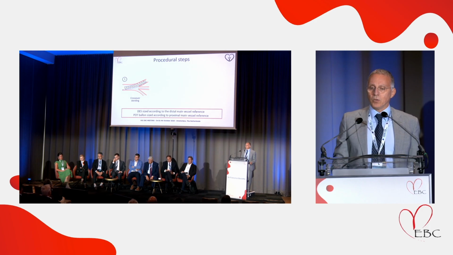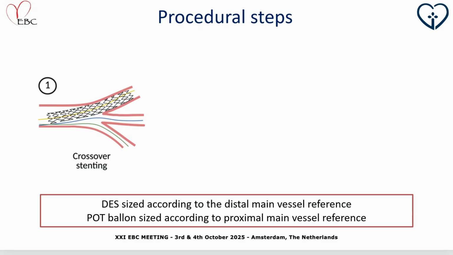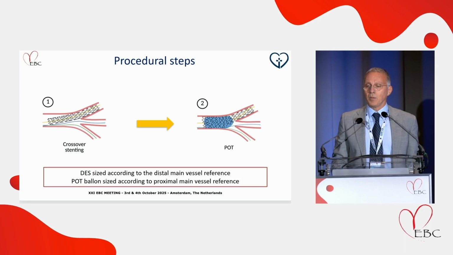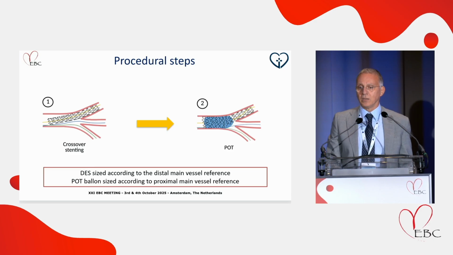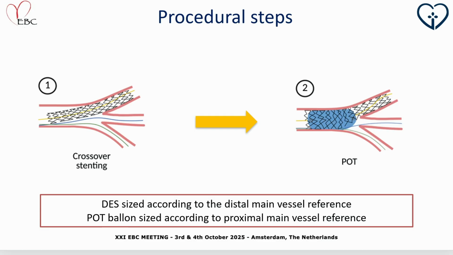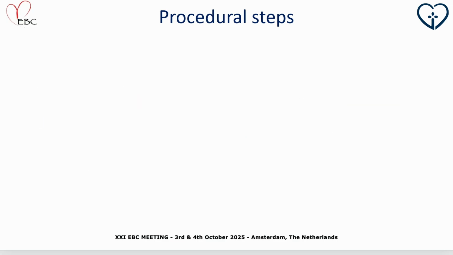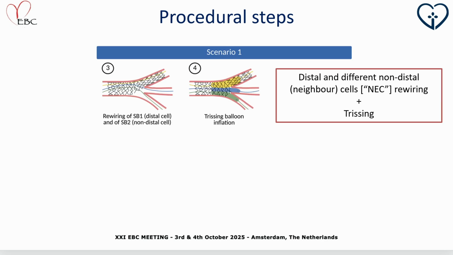What we did was crossover stent with the drug-eluting stent size according to the distal main vessel reference, and then the POT. And I should underline the fact that for Nagomi, this is on label, because the 3.5 platform may accommodate this POT balloon very well. Thereafter, the different scenarios were these.